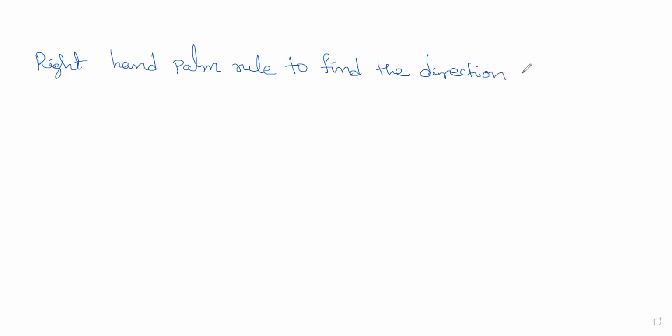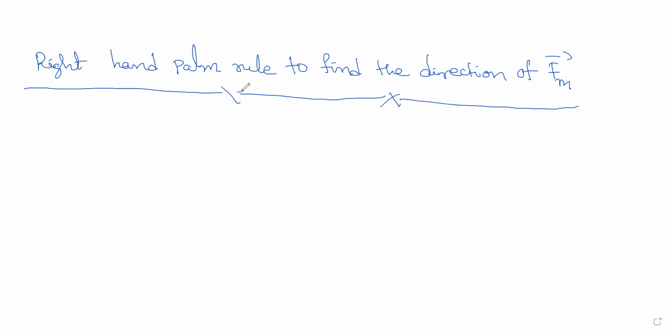The next one is the right hand palm rule to find the direction of Fm bar. This right hand palm rule is very, very important. You have to note this. There is the corkscrew rule, which is one thing you can use. Otherwise, Fleming's left hand rule is there. Instead, I found this very helpful, which is called the right hand palm rule.